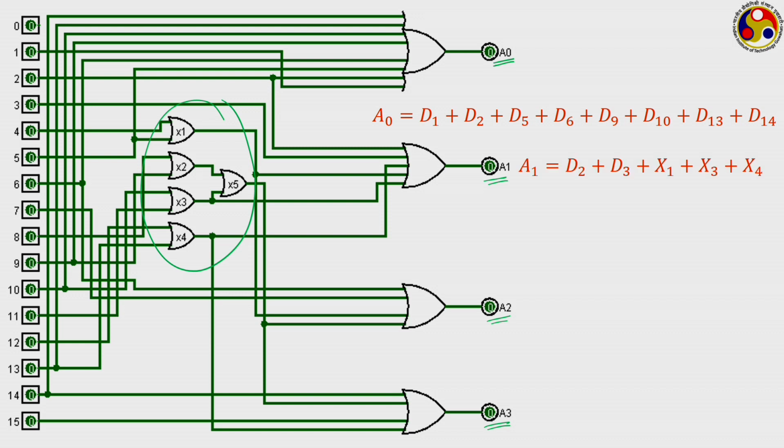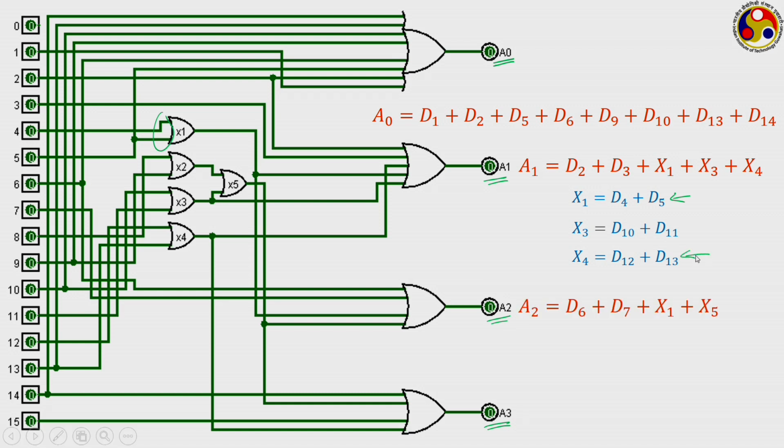A1 is connected to D2, D3, and also to the in-between OR gates X1, X3 and X4. If we look at the diagram, X1 has 2 inputs. One input is D5, the other input is D4. So, X1 is D4 plus D5. X3 also has 2 inputs, and if you follow properly, one input is D10, the other is D11. And X4 also has 2 inputs, and the inputs are D12 and D13. So, that is what we have here, and we are combining them in A1.